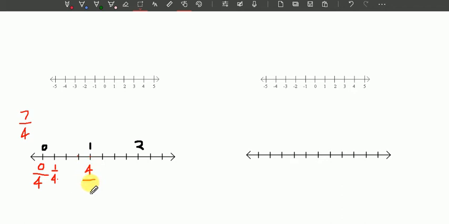And 4 by 4 is 1. 4 by 4 is always 1. This is 5 by 4, 6 by 4, and this number is 7 by 4. This number actually is 7 by 4. We can easily denote this number on a number line. Now let's try it on the copy also.